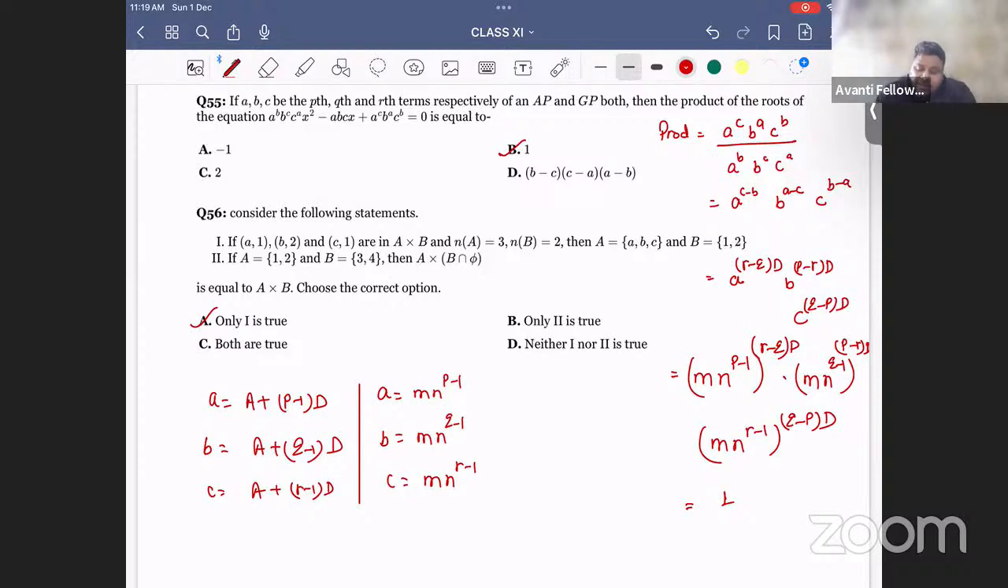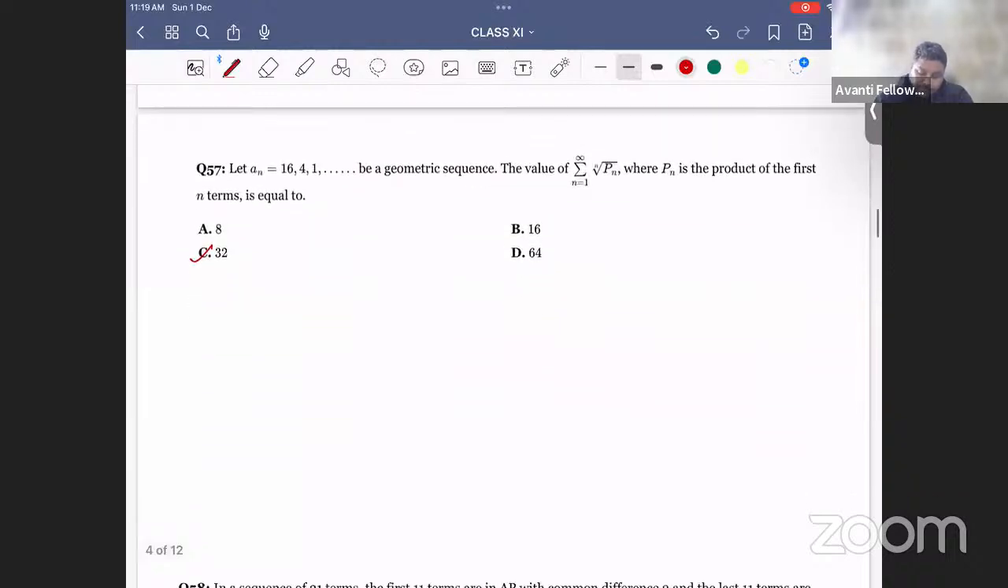set A can have another element D. Set B can have another element, 4, 5, 6. So according to me, neither A nor B should be correct. They are saying only one is true, which I do not think is correct. Got it? Now, question number 57.